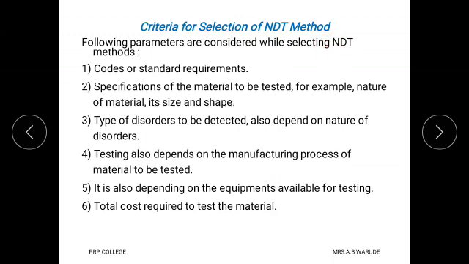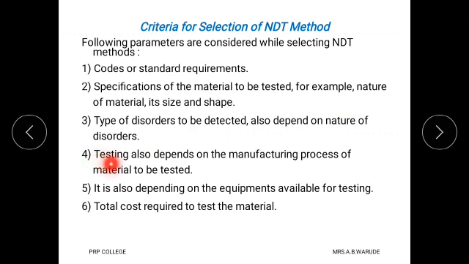In this case, there are some parameters considered while selecting NDT methods. The first parameter is codes or standard requirements. Second is specifications of the material to be tested, for example, nature of material, its size and shape. Third is the type of disorders to be detected, which also depends on the nature of disorders.